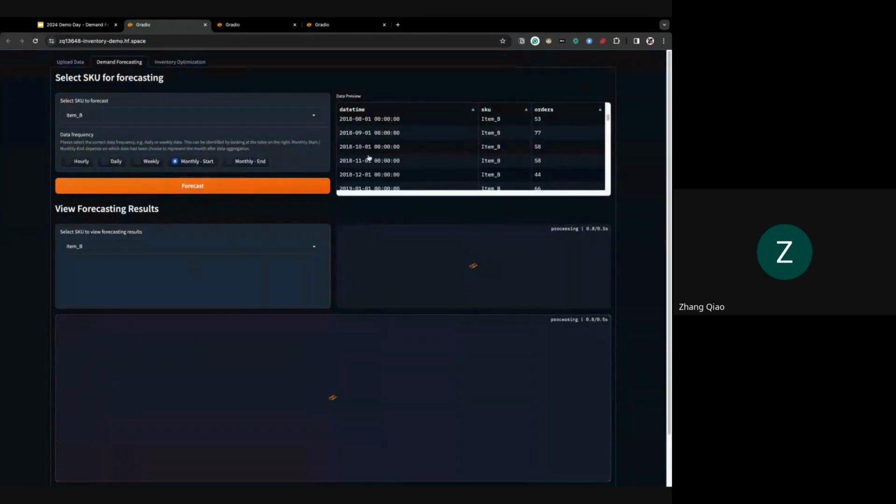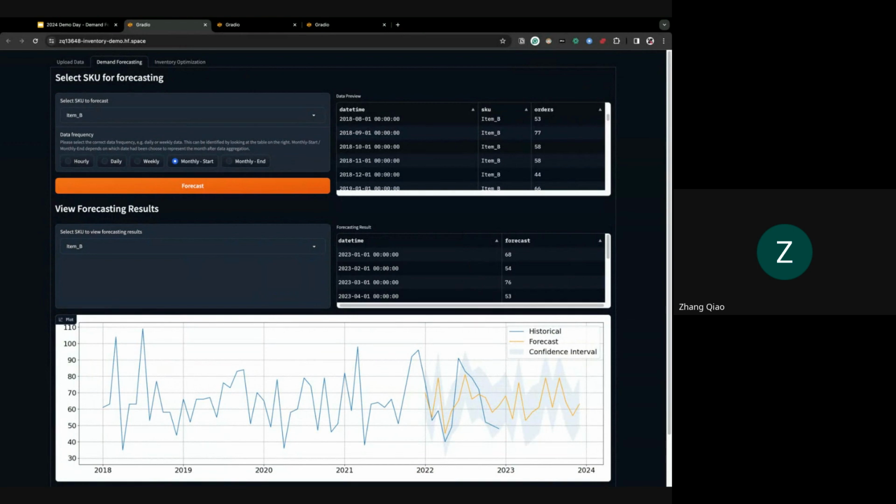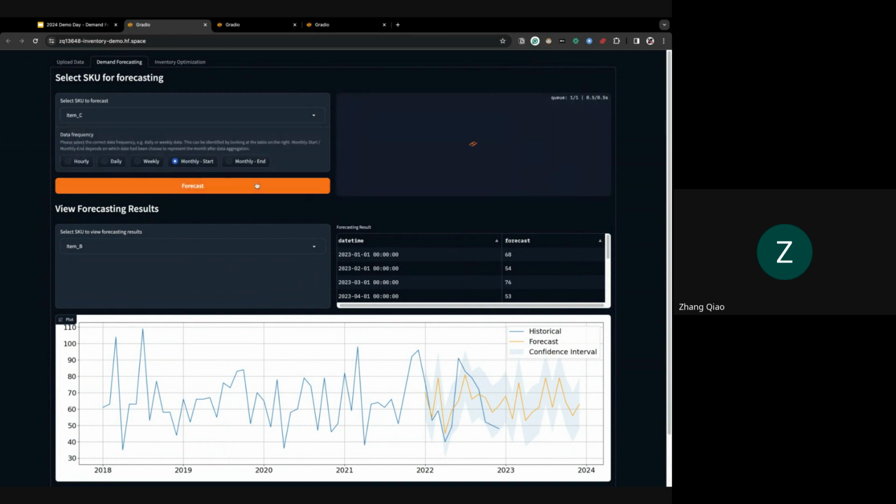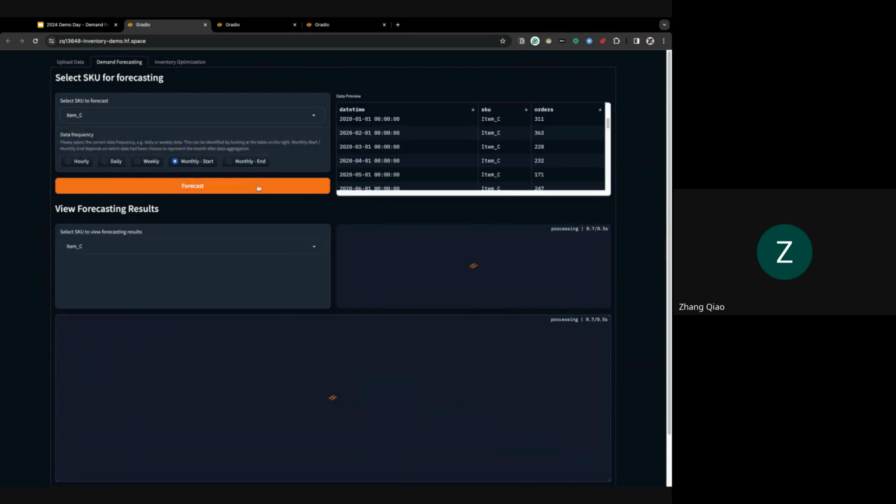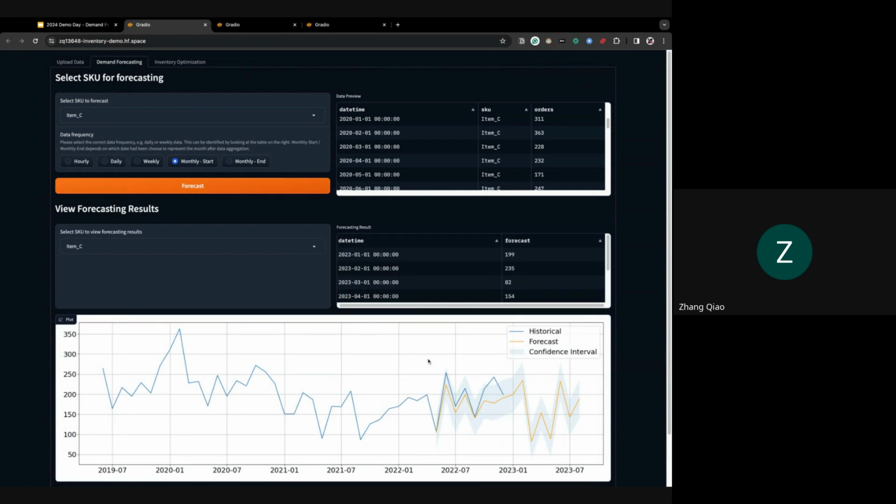With just a collection of historical data, we are already able to build a model and make fairly good forecasts. I'm not going to run through everything, but as a demo, this is just a broad idea of how the demand forecasting works.